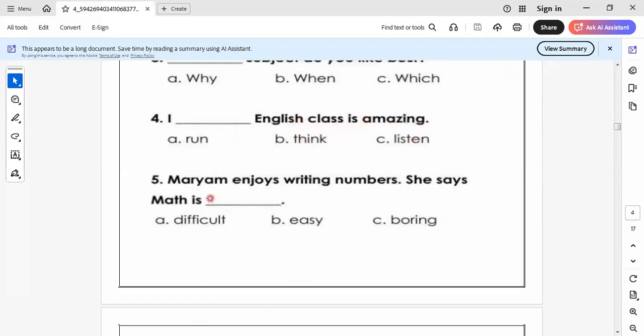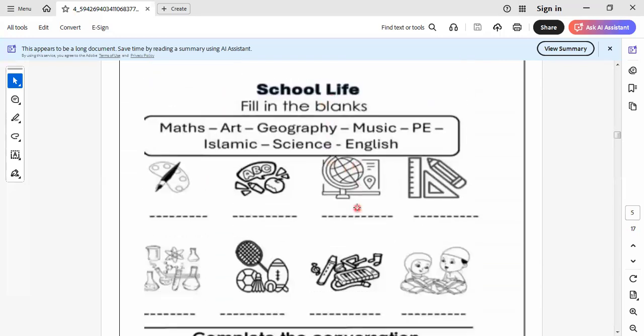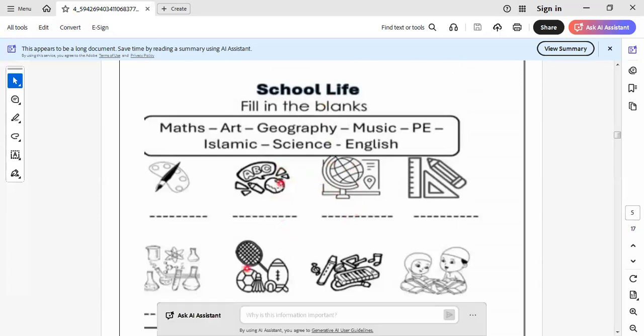Let's go to answer one. Mariam enjoys writing numbers. She says math is what? Math is easy. So here she enjoys writing numbers, so Mariam likes math. Okay. Let's go to another item here in this unit.